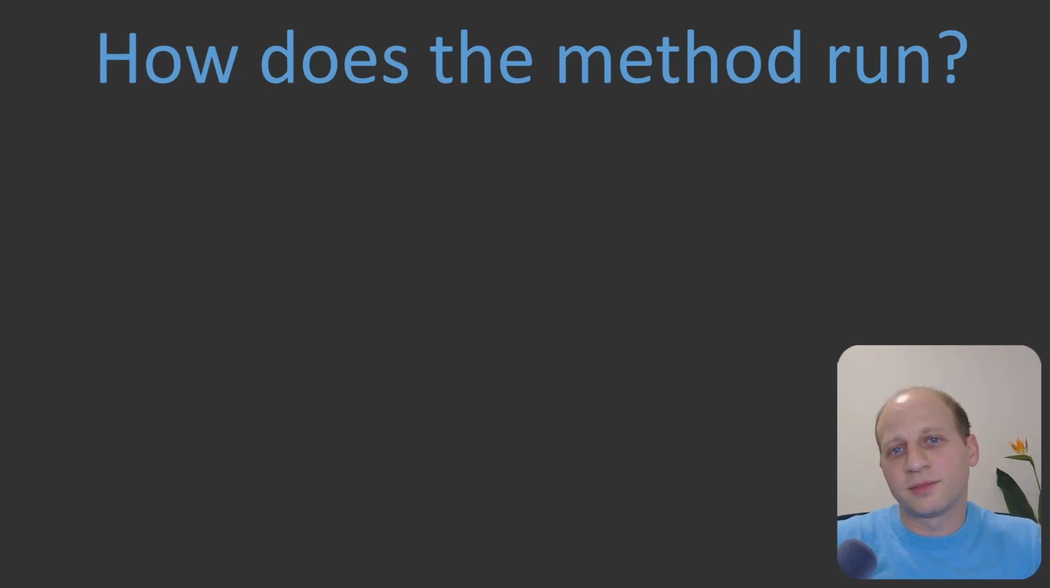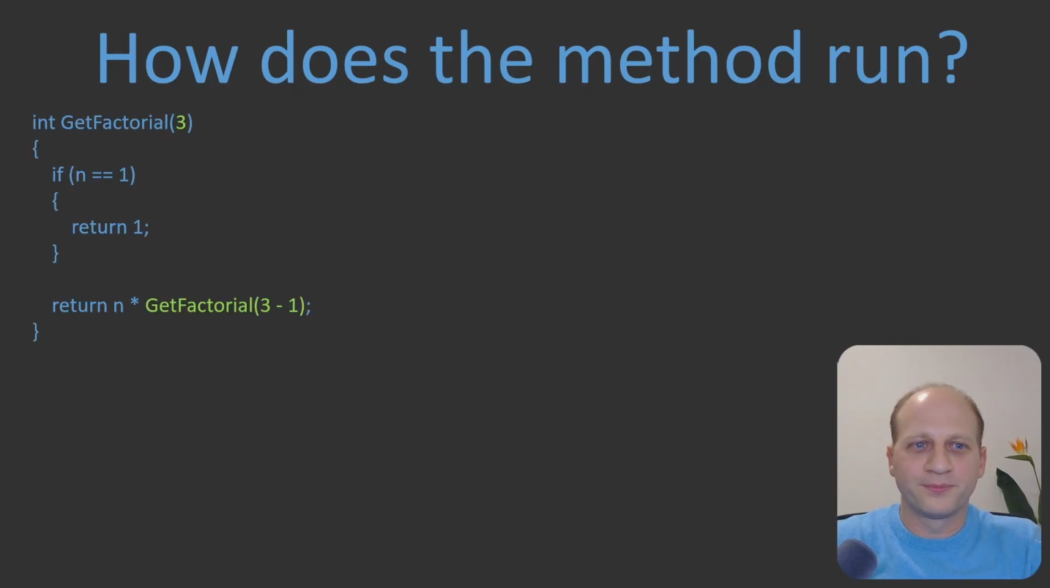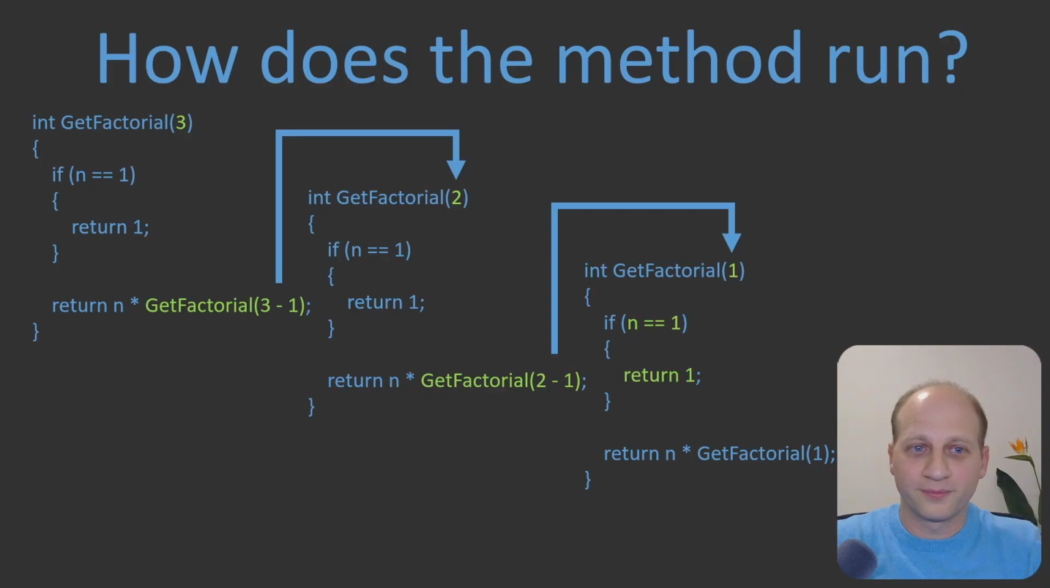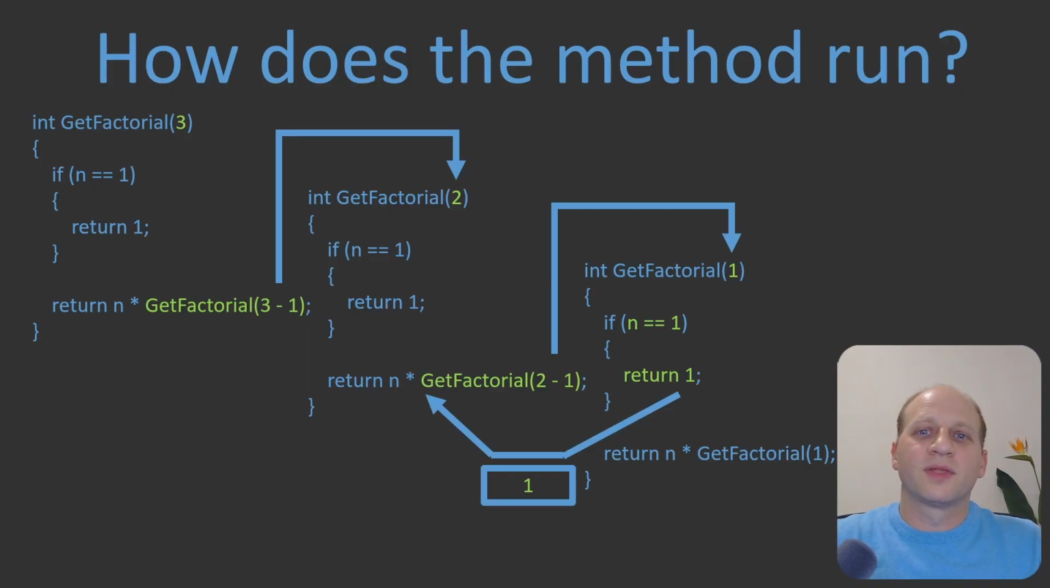Now, let's see an example of execution of the method we've just seen to better understand the idea. Consider that we called the getFactorial method with the number 3. First, the getFactorial method checks if n is 1. Since it's not, it continues. Then it calls itself with the number 2. Now, getFactorial checks if n is 1, and since it's not, it calls itself with the number 1. GetFactorial checks if n is 1, and since it is, it returns 1 to the method that called it.